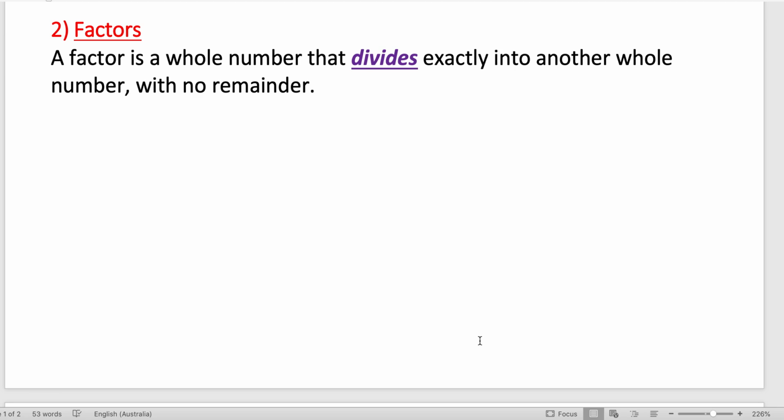Okay, girls, so now let's do factors. So a factor is a whole number that divides exactly into another whole number with no remainder, okay? So just remember, as we say factors and multiples, we know that we're talking about multiplication and division. We know that multiples are about multiplication, therefore factors have to be the other operation, which is division, okay? So let's do some examples here.